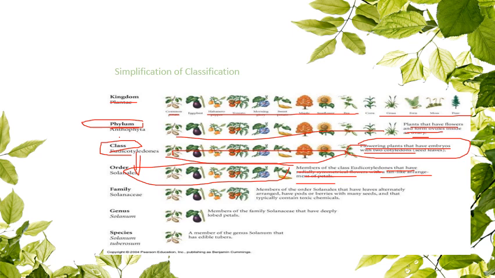So after this, we further classify the plant into a family. Here we have the attributes: members of the order Solanales that have leaves alternately arranged and have pods, berries with many seeds, and that typically contain toxic chemicals. On the basis of these attributes, we further classify into family. Okay, after this, we further classify into a smaller group, that is genus.